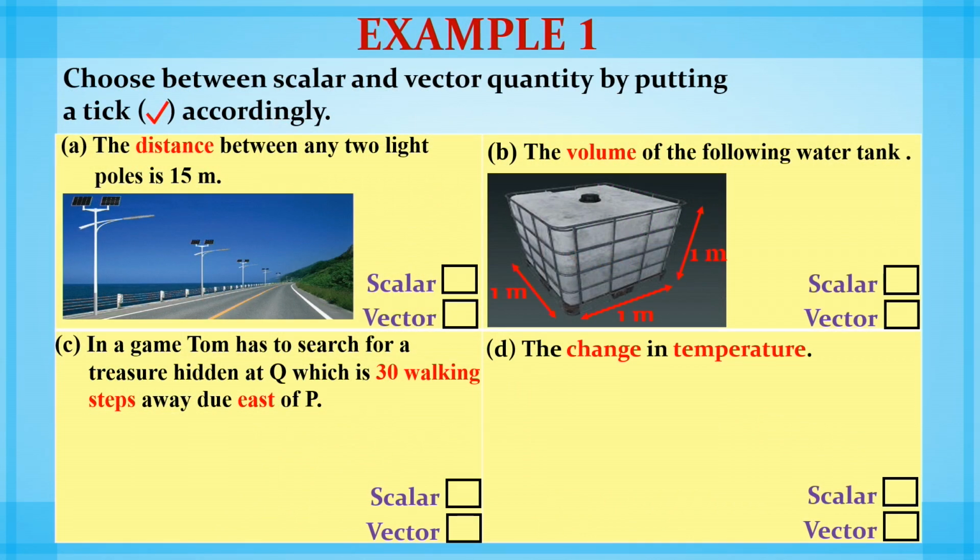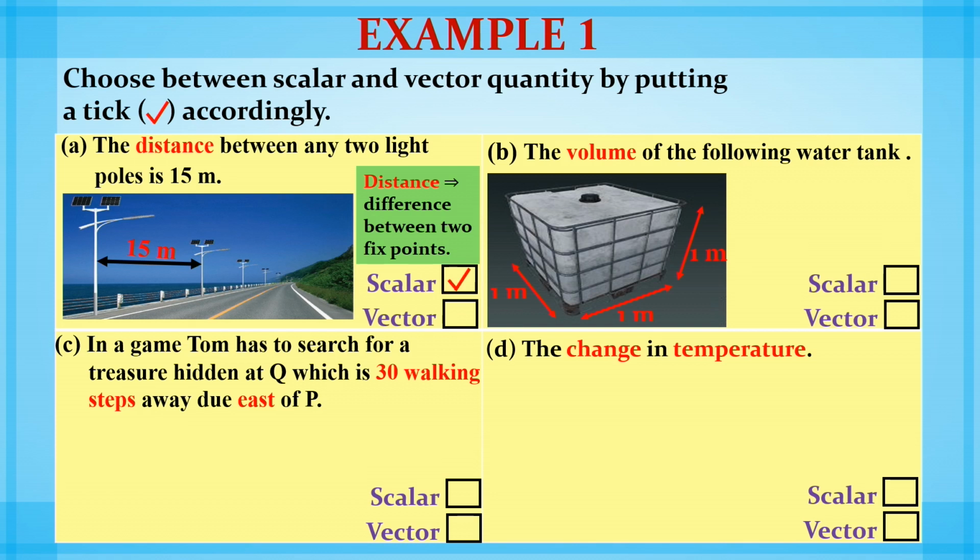Students, this example illustrates how to distinguish between scalar and vector quantities. Let's look at part A. The distance between any two light poles is 15 meters. Students, distance implies difference between two fixed points. Therefore, distance is completely described by its size only. Hence, distance is a scalar quantity.